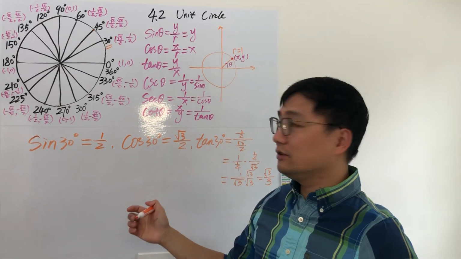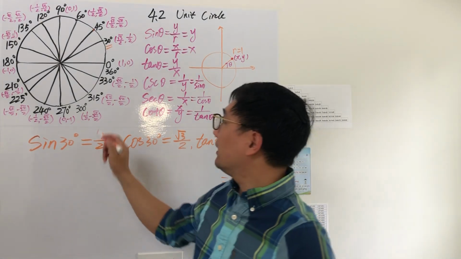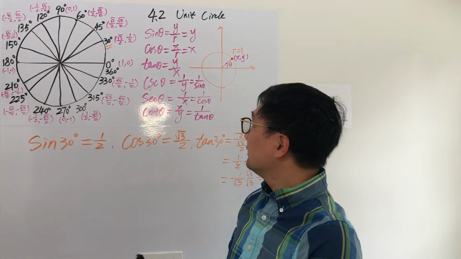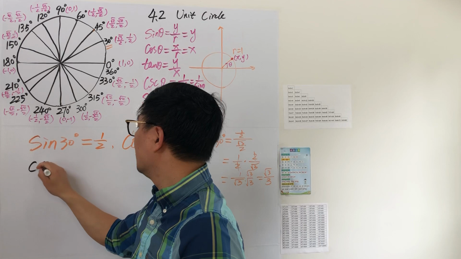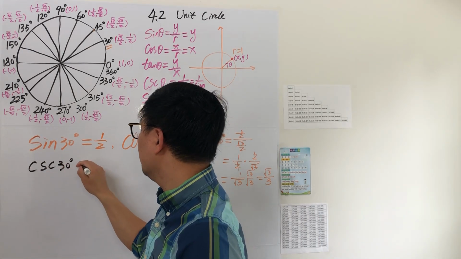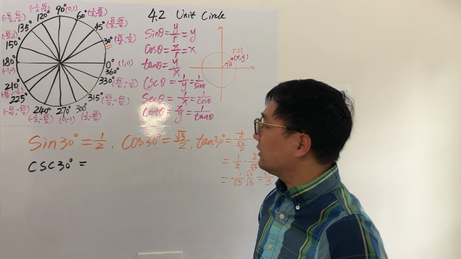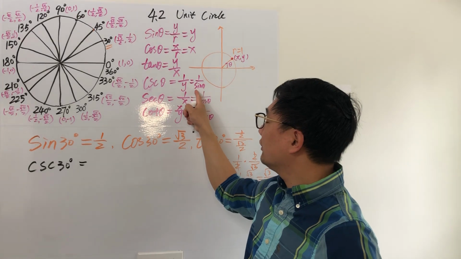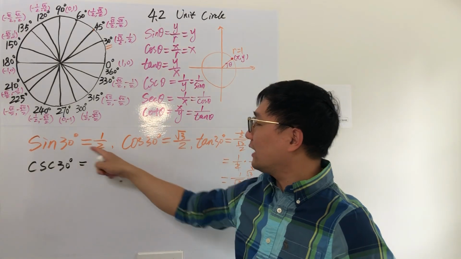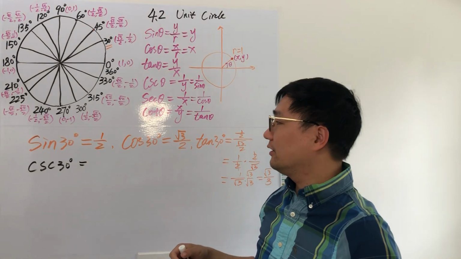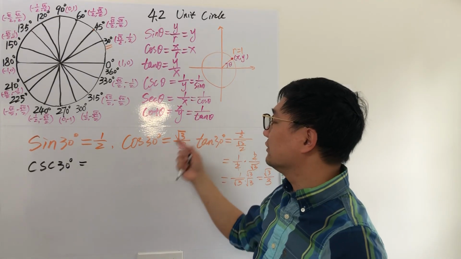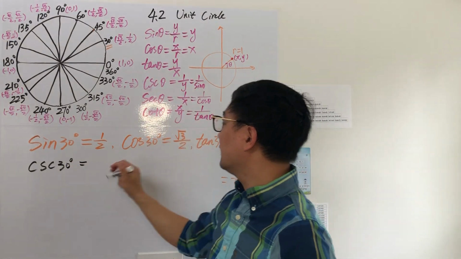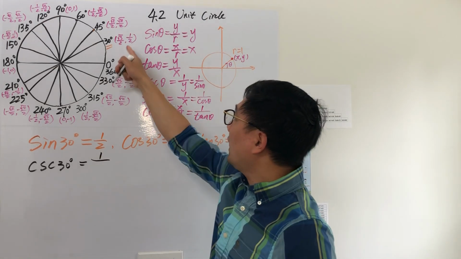Now we use 30 degrees as an example. How about finding cosecant 30 degrees? You can use 1 over y, based on the definition, and also, if you know the sine, just flip the sine and you find the answer. But first I want to use the definition to find the value. So cosecant 30 degrees should be 1 over y. Now 1 over y is 1 over 1/2.